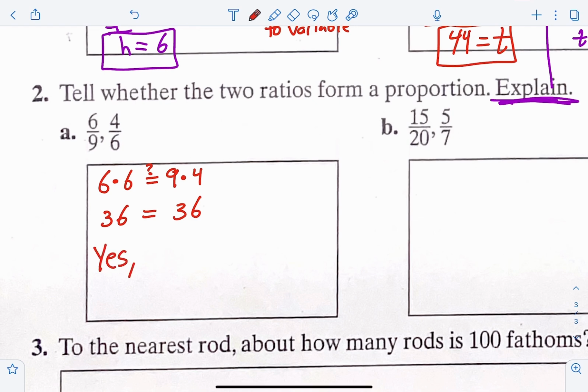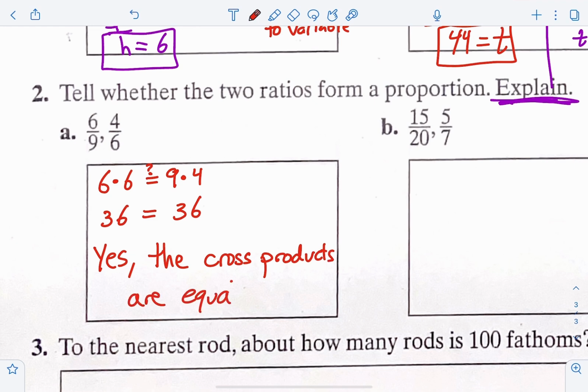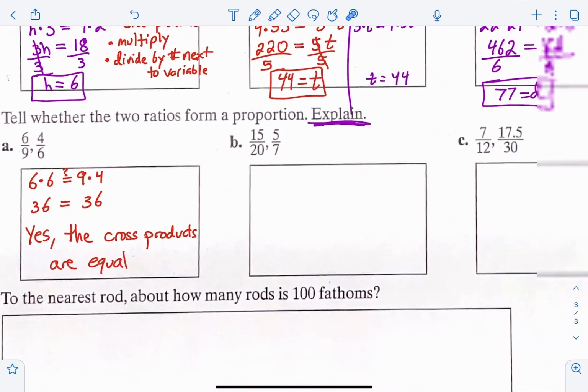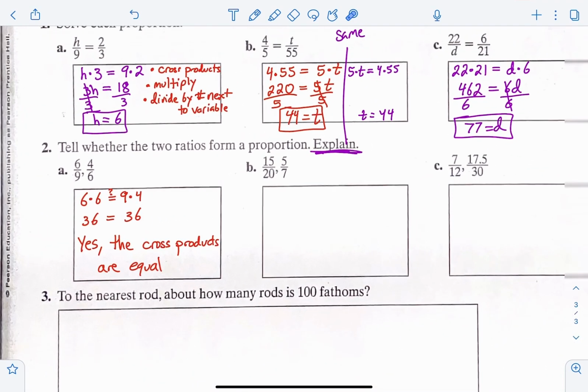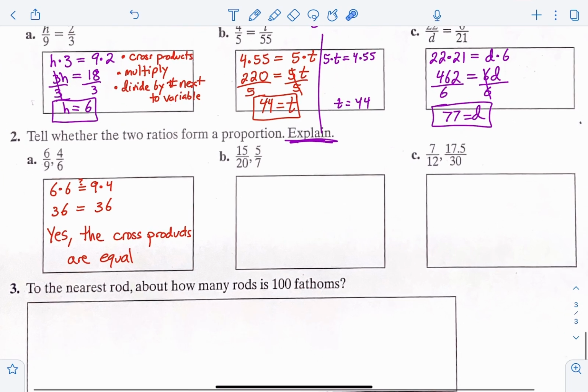And the explanation for the explain would be the cross products are equal. So if you got an answer where they didn't have the same number on either side, you would do that not equal symbol, and then you would say, no, the cross products are not equal as your explanation. So go ahead and pause your video and do B and C on your own, and then we'll come back together and check them.